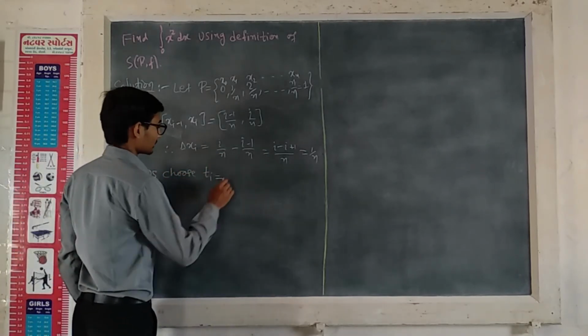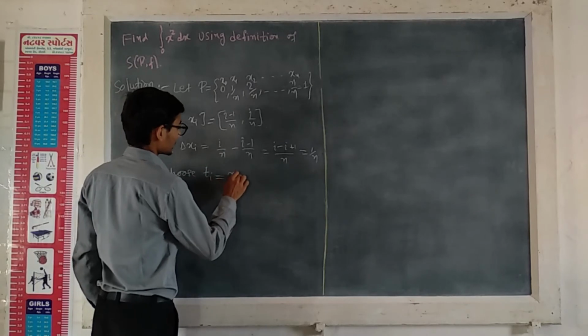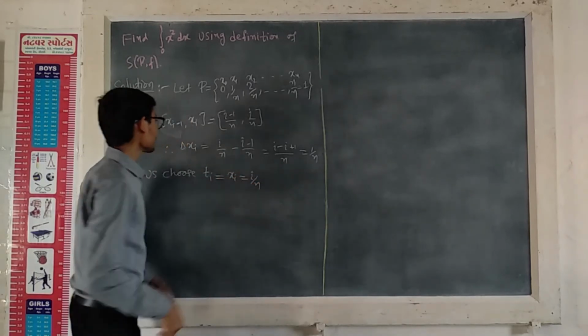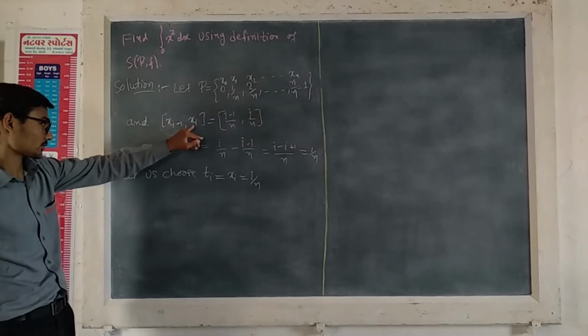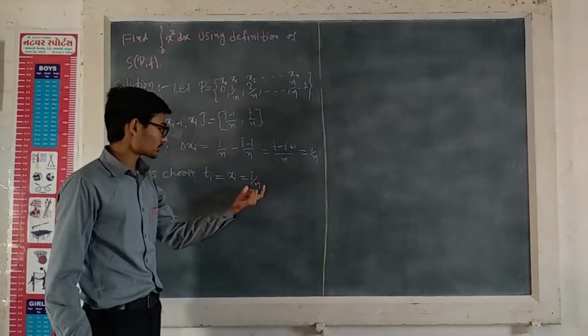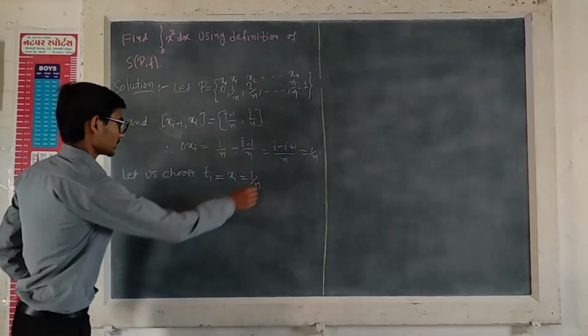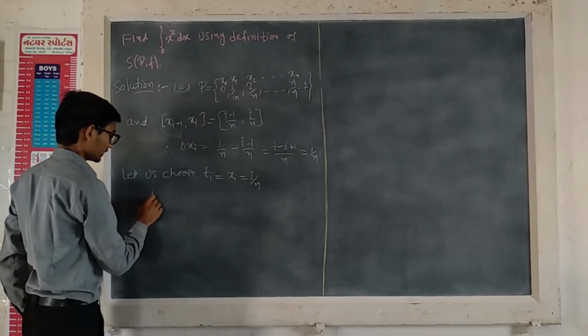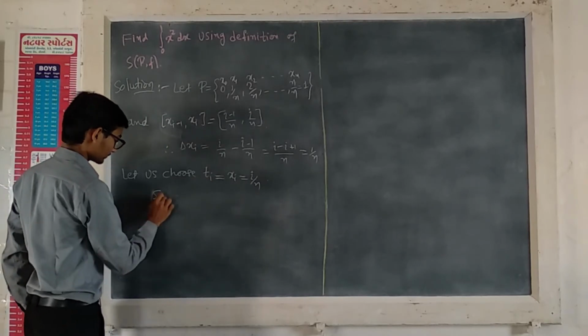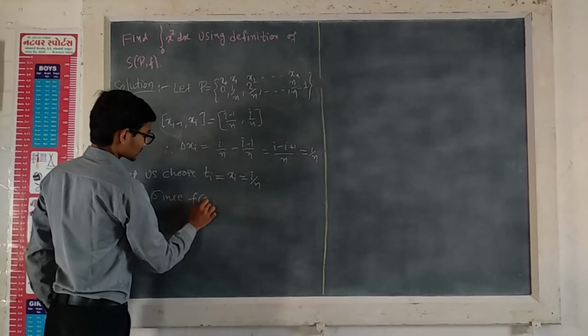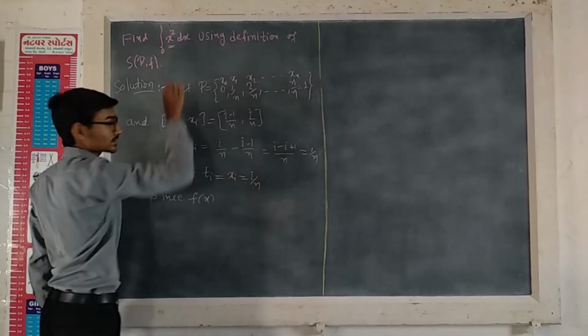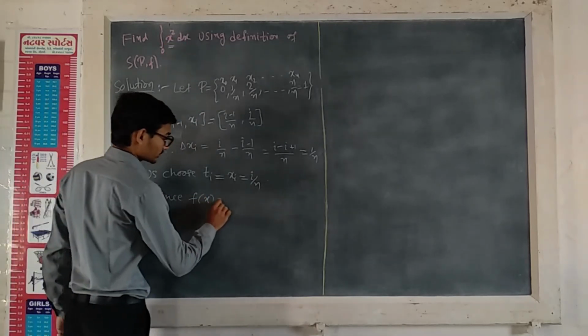Ti is equal to xi is equal to I by n. You can choose any of these points. For simplicity I choose I by n. What is f of ti? Since what is f of x? It is x square as given.